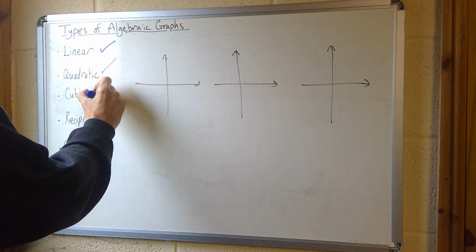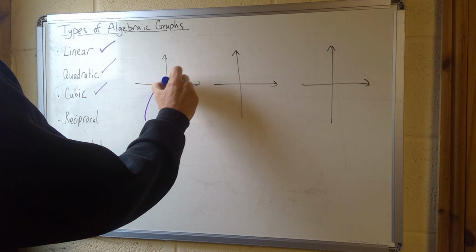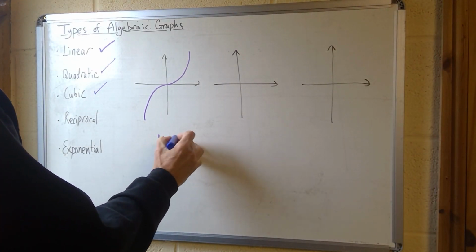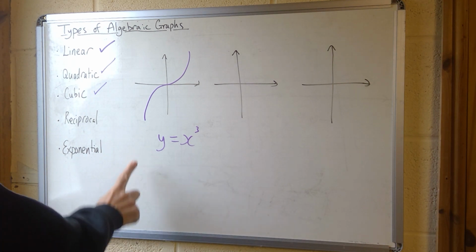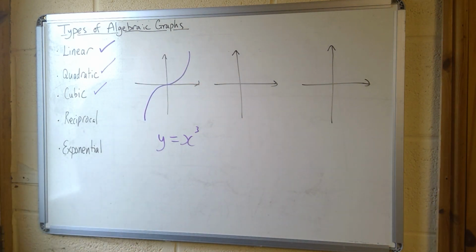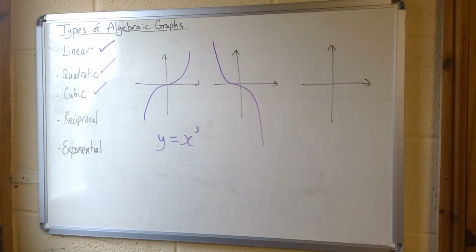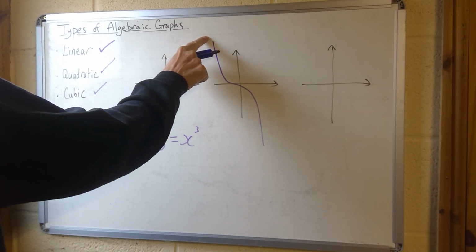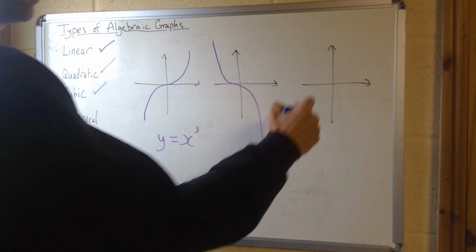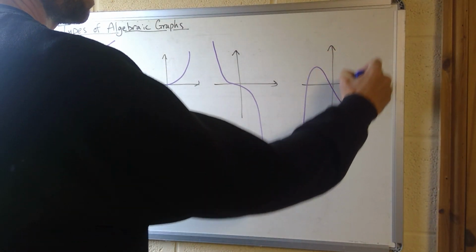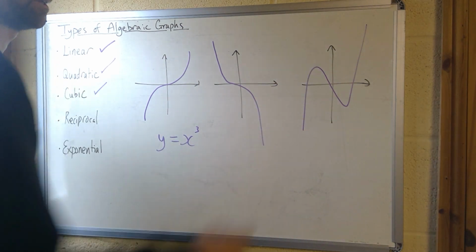The third type of graph is a cubic graph, and these are all based on the graph y equals x cubed, which looks like this. So a cubic will start in one direction and end in the other. A negative cubic graph will look similar but the other way around, starting very high and decreasing. Quite often cubic graphs will be more exaggerated, so they may go up and down like this and have two obvious peaks.